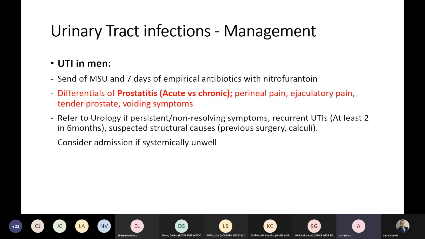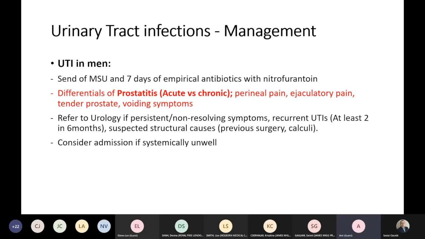You will want to send off the urine as an MSU, and if you're worried about prostatitis, you will ideally want to examine them from the back passage to check for any features of a prostate abscess. It also affects what antibiotics you're going to prescribe. If we're worried about a prostatitis picture, we may treat them with ciprofloxacin for at least 2 weeks, possibly even longer. Whereas if we're worried about a more simple urinary tract infection, we may go for nitrofurantoin.